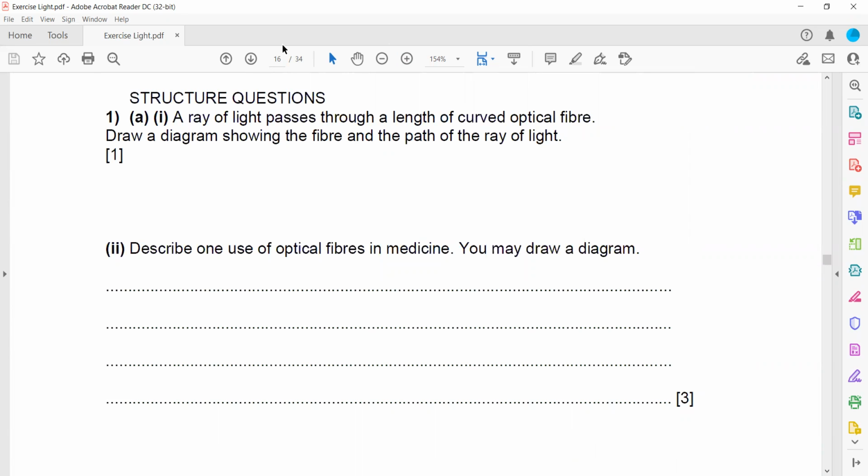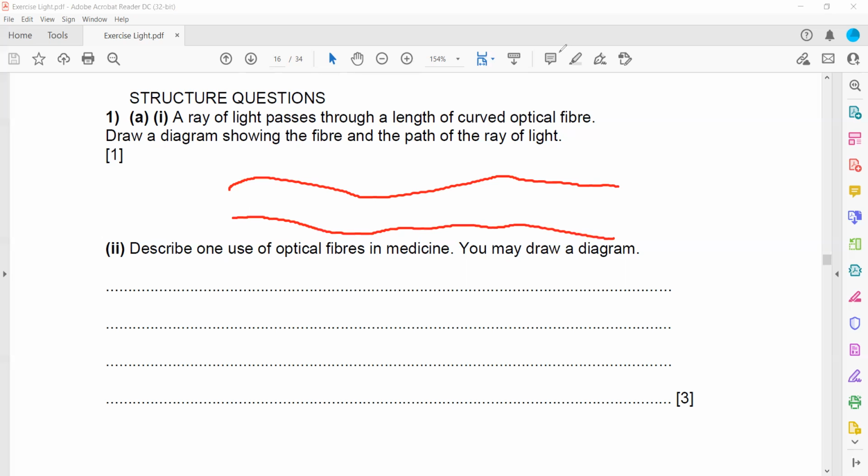A ray of light passes through a length of curved optical fiber. Draw a diagram to show the path of the ray. Like we have optical fiber or fiber optic, first we have to draw this optical fiber, and then see what happens in the optical fiber when the light is passing through.